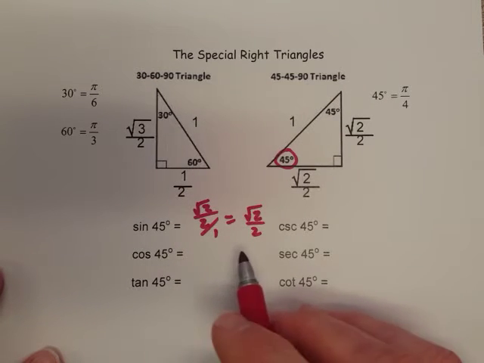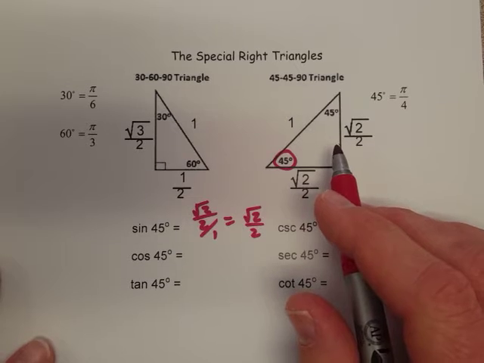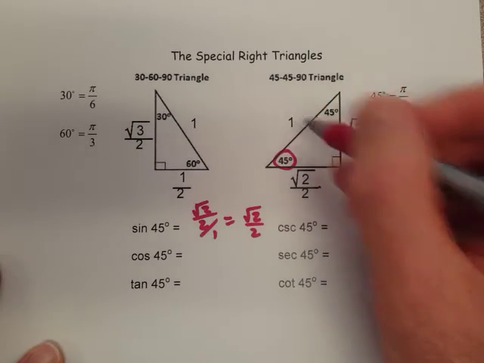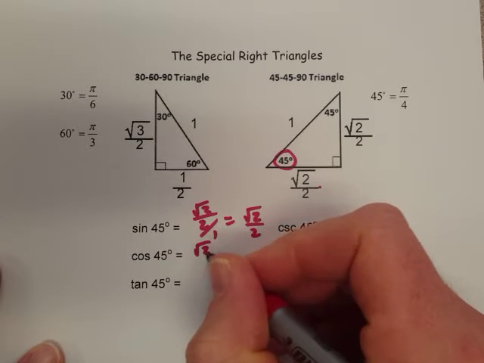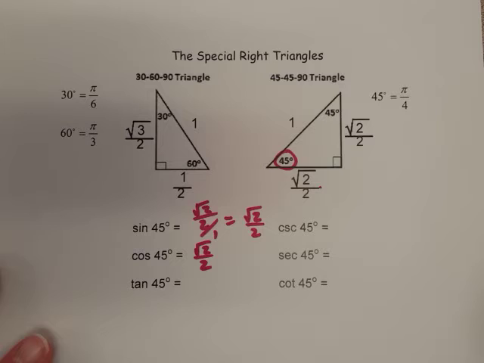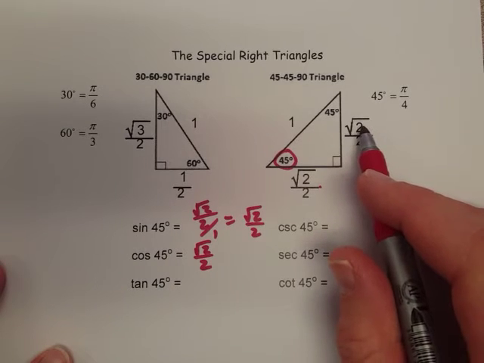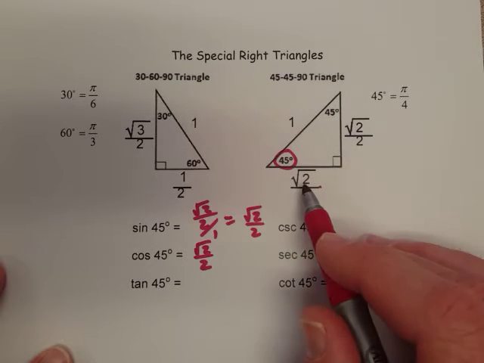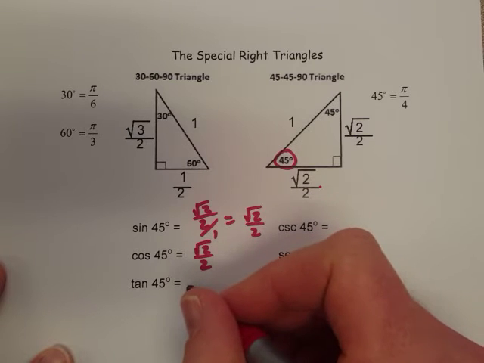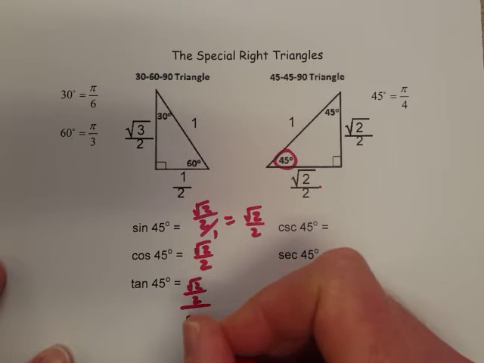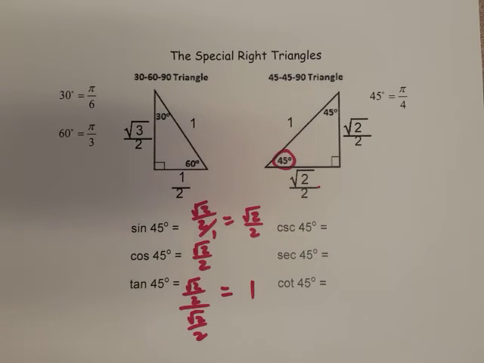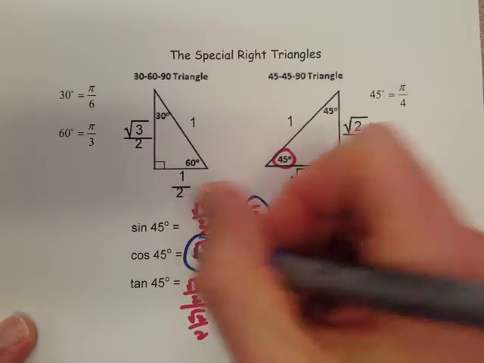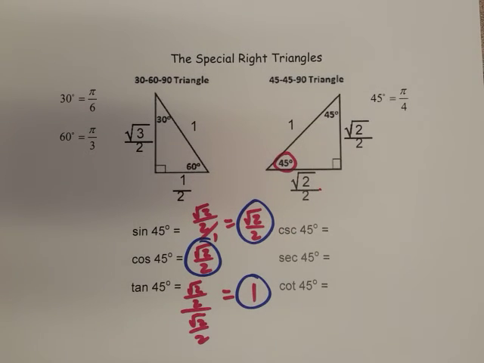Next one is the cosine of 45 degrees. Cosine is adjacent over hypotenuse, so it's the same thing. It's square root of 2 over 2 divided by 1. So that is also square root of 2 over 2 in the end. Now this one, tangent's a little nicer because tangent is opposite over adjacent, so it's square root of 2 over 2 divided by square root of 2 over 2, which is equal to 1. And so now for sine, cosine, and tangent, we've got square root of 2 over 2 for both of those and 1 for tangent.